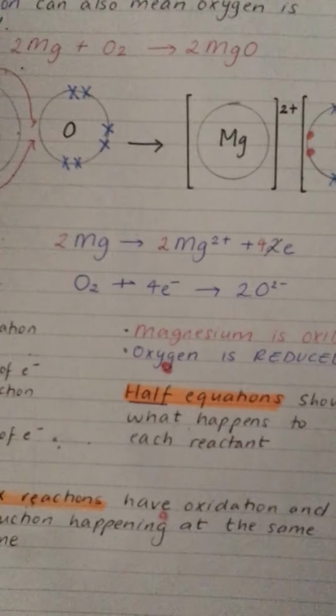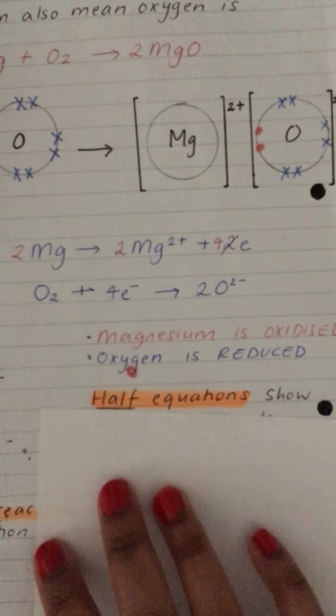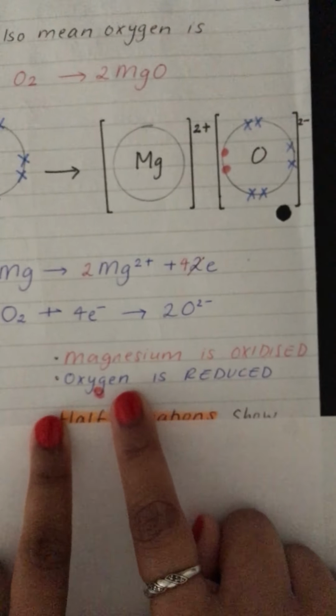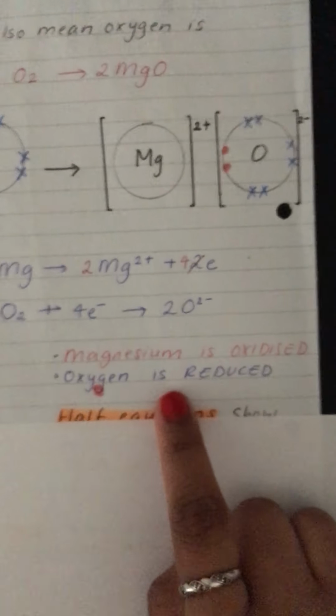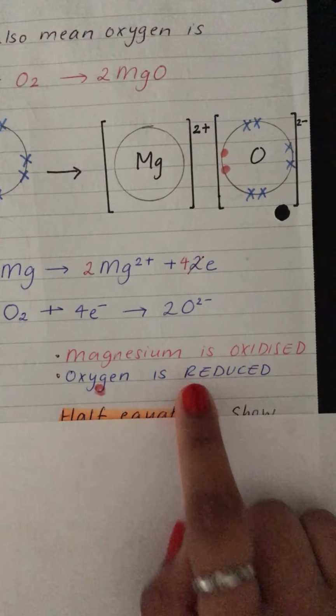Essentially, metals always lose electrons, so metals are always oxidized. Now in this case we can see that magnesium's been oxidized because it's lost 2 electrons from its outer shell, and each oxygen atom is reduced because each oxygen atom gained 2 electrons each.